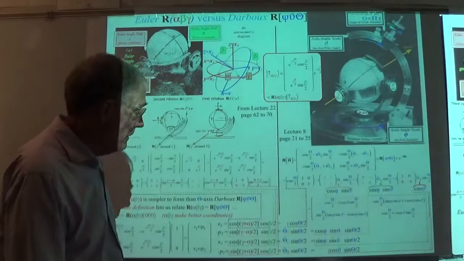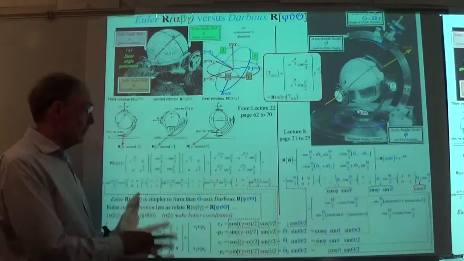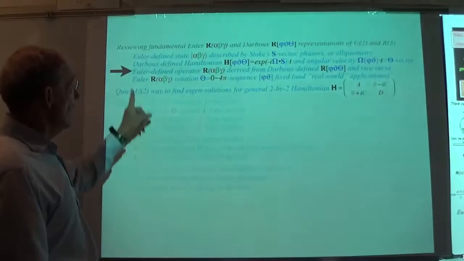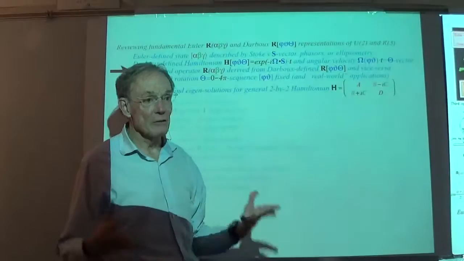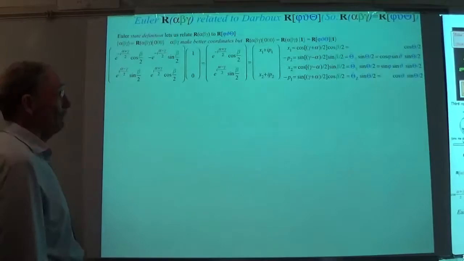So this is a gigantic four-dimensional polar coordinate conversion that we have to do to get this going. And that's what we're going to do now. Euler-defined operator derived from Darboux and vice versa. You need that to make this work for you. So these are two routines you'd have to put in a computer. If you're going to use a computer to do all this stuff, better get it right, because you're going to do it over and over again.